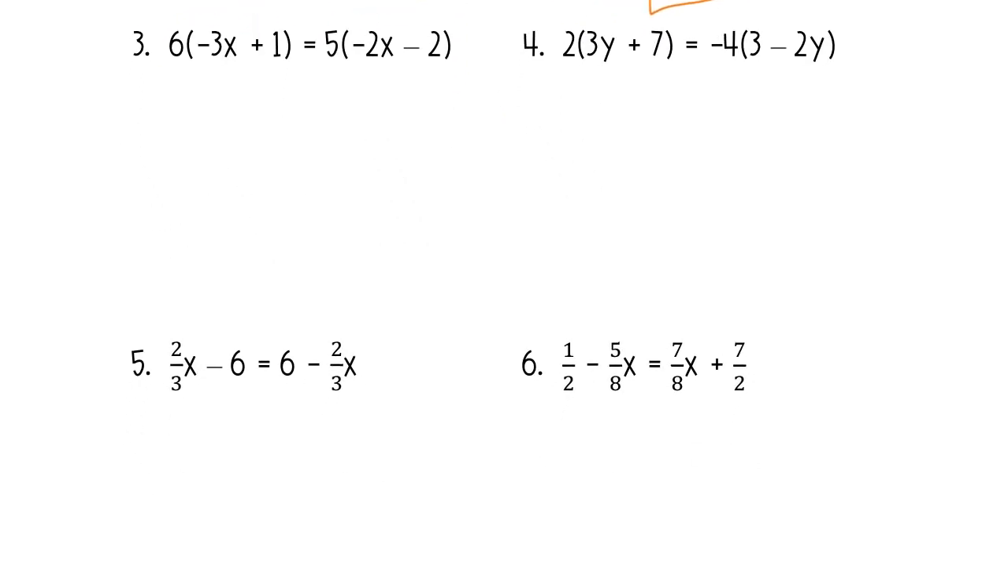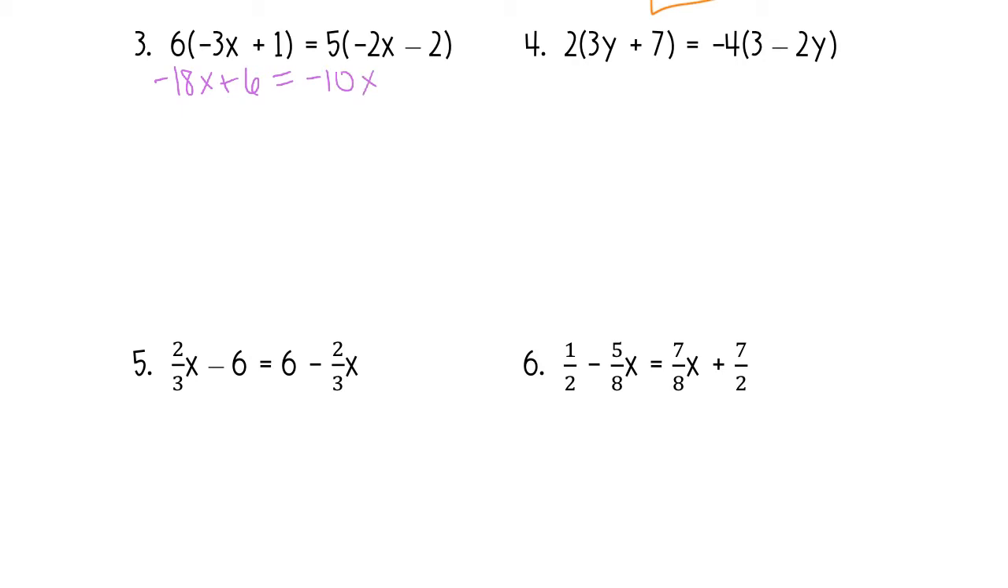Moving on, number 3. We're going to have to do one more extra step this time. Everything is in parentheses, so let's distribute and get rid of that. 6 times negative 3 is negative 18x. 6 times 1 is plus 6 equals 5 times negative 2x is negative 10x. 5 again times negative 2 is negative 10.